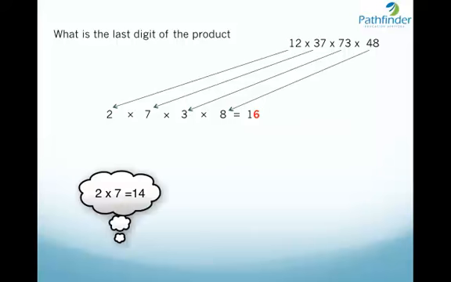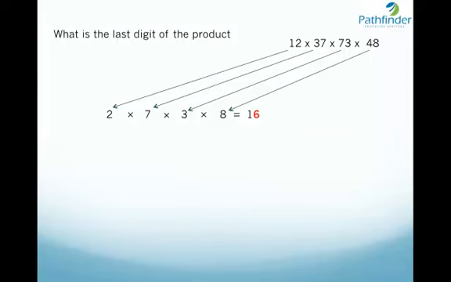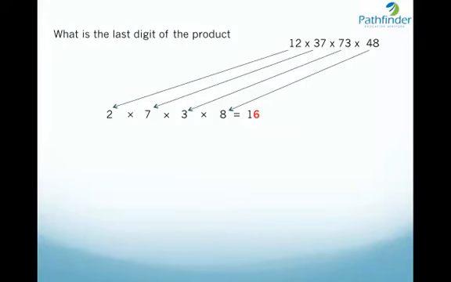2 into 7 gives you 14. So 14 into 3 gives you 42. And in 42, you eliminate the 4 and retain the unit digit 2. 2 into 8 gives you 16. And the unit digit of 16 is also the unit digit of the product 12 into 37 into 73 into 48. So our required unit digit is 6.